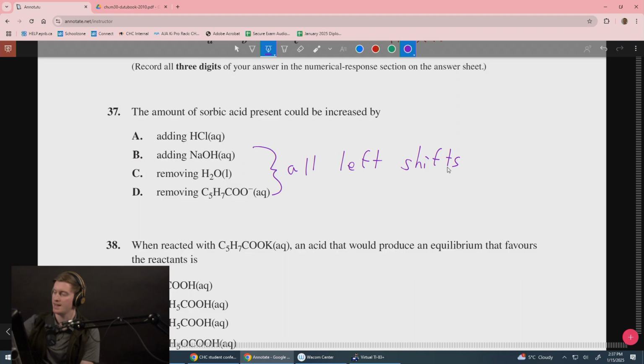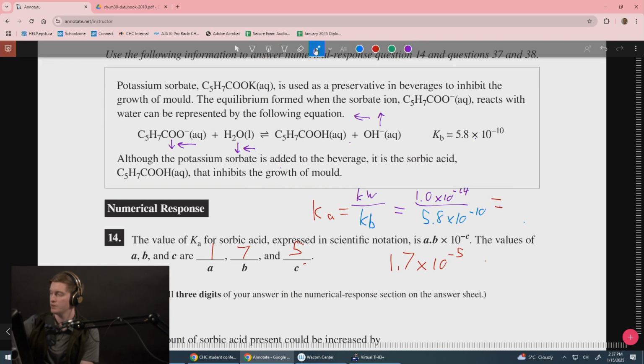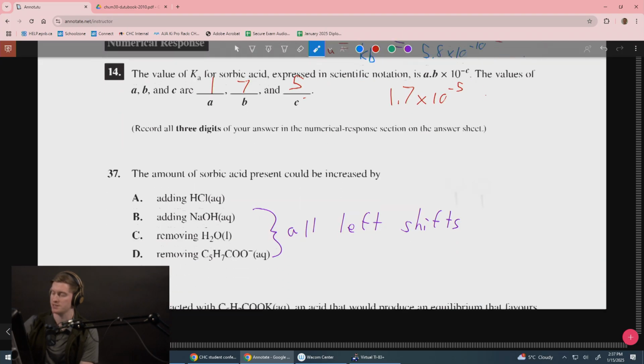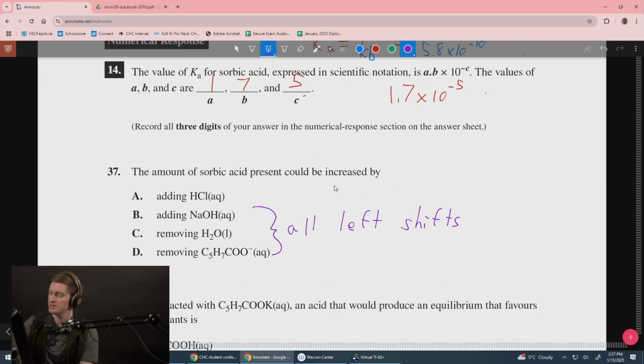However, if we were to add HCl, then we would react with our hydroxide and we would react with our potassium sorbate, which means that if we react with this, we would force this reaction to occur. HCl is a strong acid. This is basically like what you would do if you were titrating this base, is you are adding your H3O plus to your sorbate. And because you're using a strong acid, this is a quantitative reaction that is just going to become your sorbic acid.